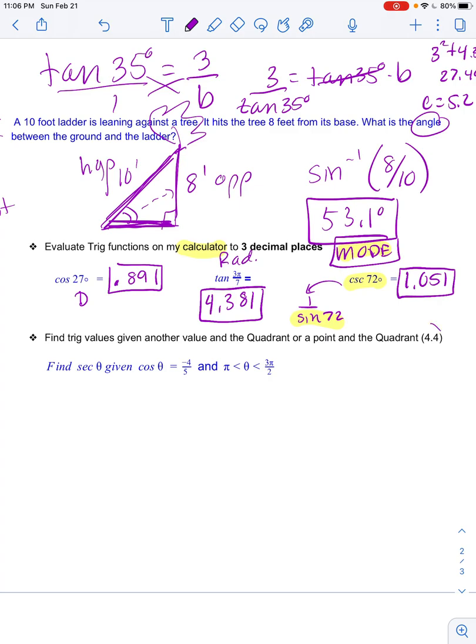So this is what we did in 4.4. It's asking me to find the secant. Okay, let me think about what that's going to mean. Secant flips over the cosine. Okay, so I'm going to be flipping over the x once I find it.